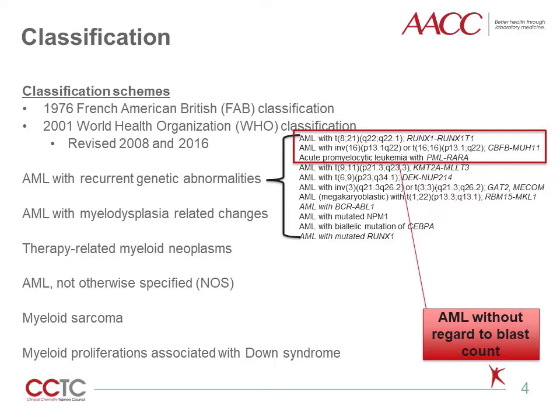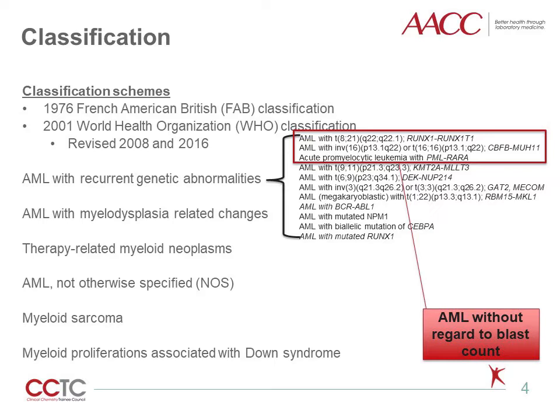In 2001, the WHO brought forward its classification of tumors of hematopoietic and lymphoid tissues. This scheme has subsequently been revised in 2008 and 2016. The WHO classification takes into account morphology, cytochemistry, immunophenotype, cytogenetics, molecular genetics, and clinical outcomes, making it a very robust system.